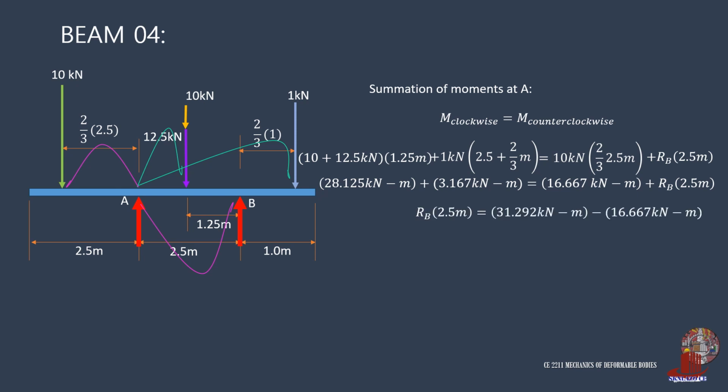Transpose terms to get 2.5 of R sub B as equal to 31.292 minus 16.667, simplified as 14.625 newton meters. Divide this by 2.5 to get R sub B as 5.85 kilonewtons.